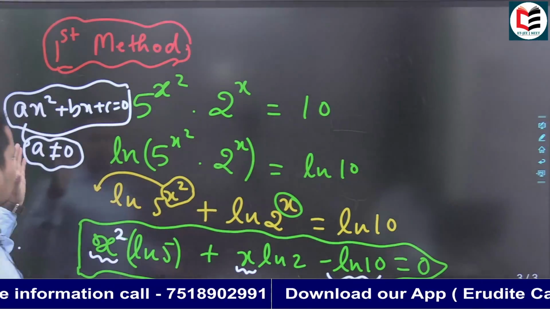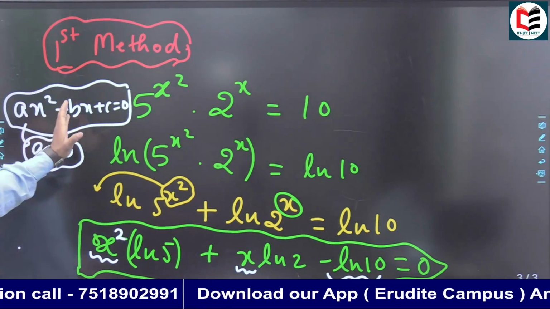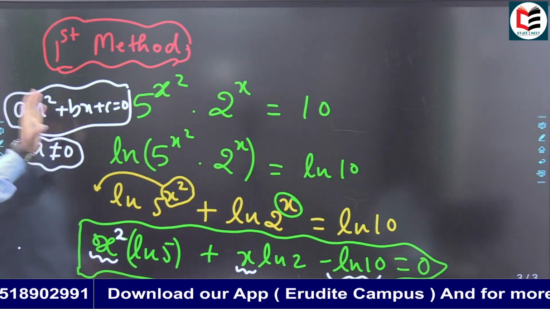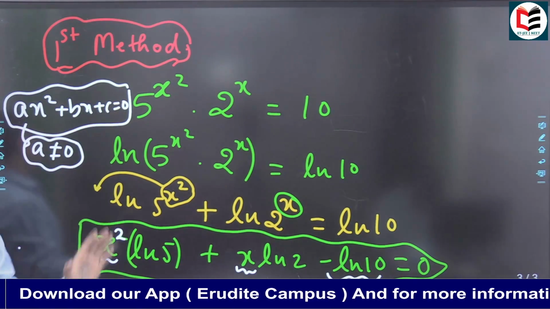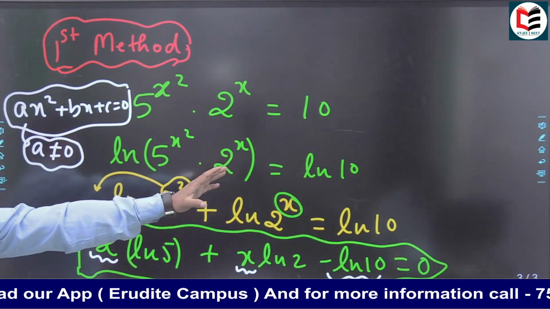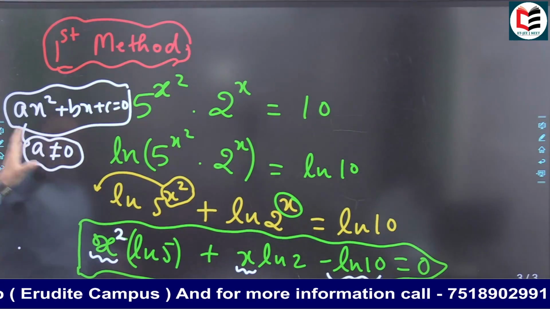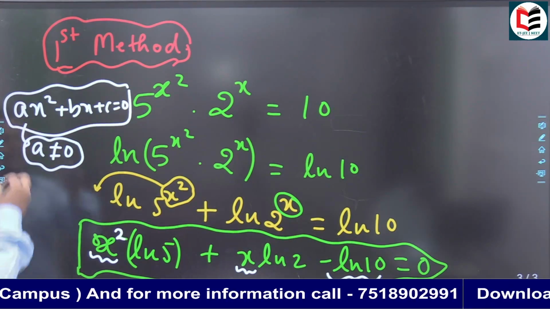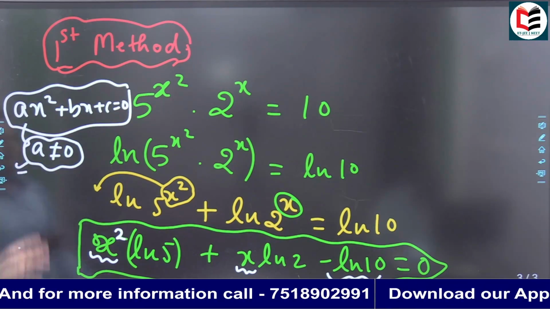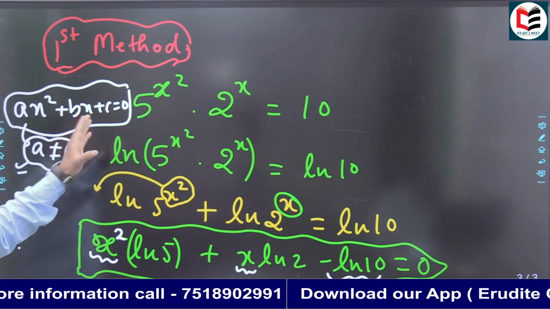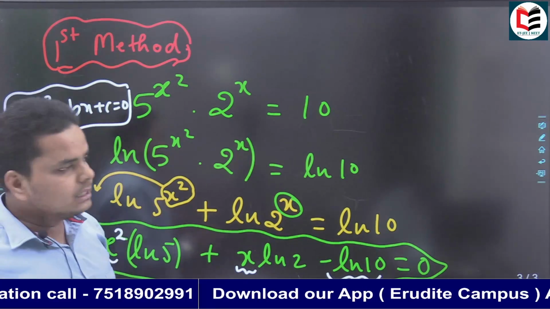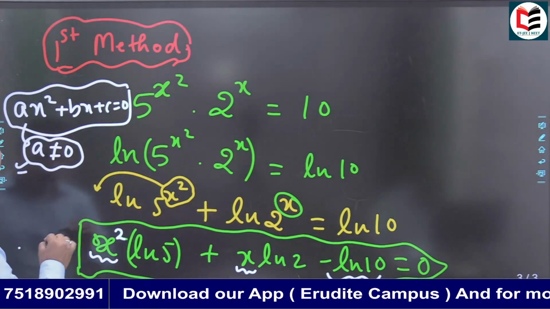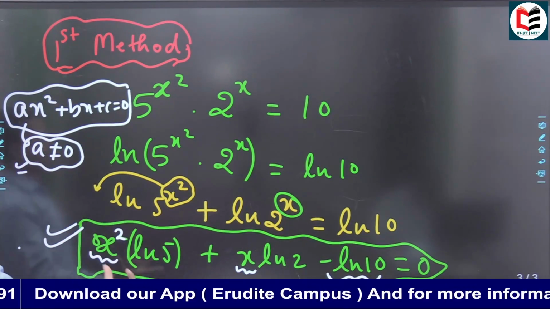If a is equal to 0, then it will become bx plus c equals 0. That will become a linear polynomial or a linear equation, but not a quadratic equation. So a must not be equal to 0. b can be 0 and c can also be 0, but a can't be 0. All right, now we have to solve this quadratic equation.